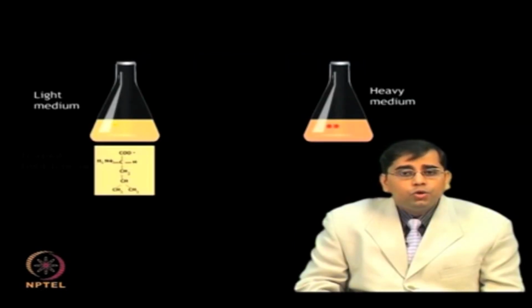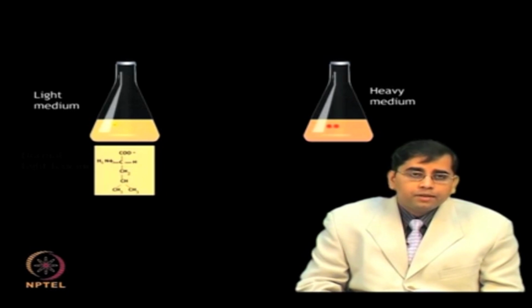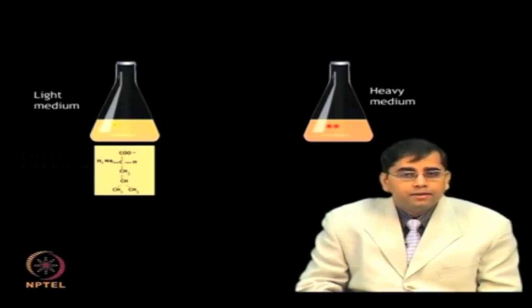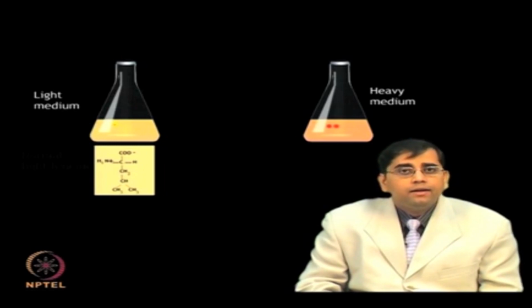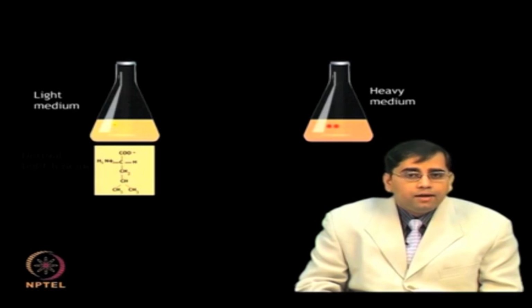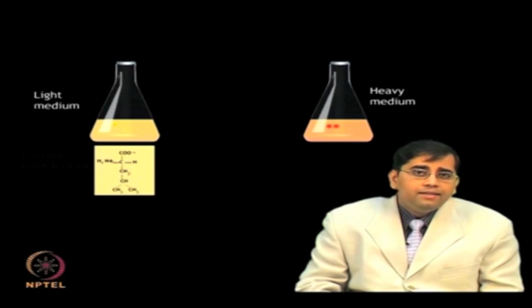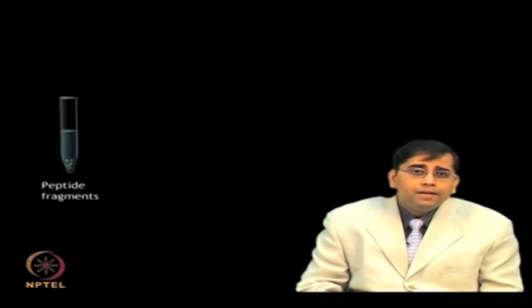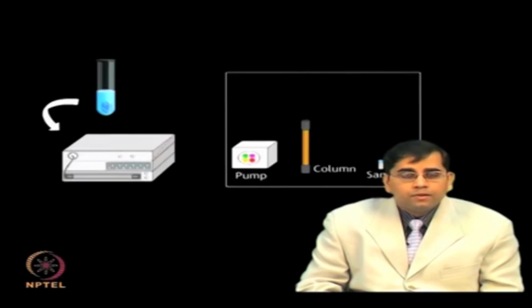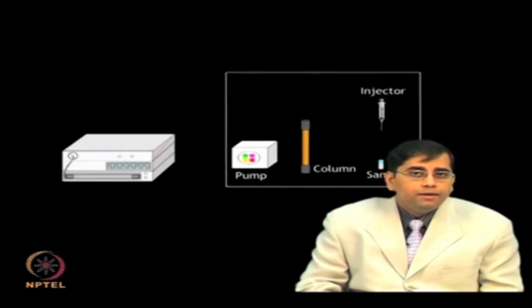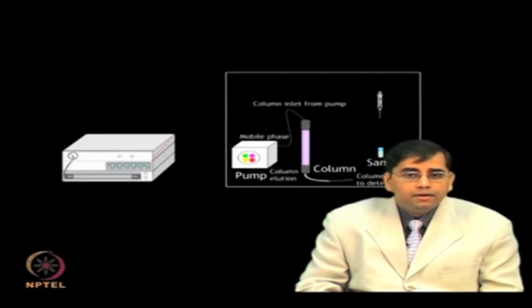In SILAC, two groups of cells are cultured in media that are identical in all respects, except that one contains a heavy isotopic analog of an essential amino acid, while the other contains the normal light amino acid. After a number of cell divisions, the grown cells are combined and digested using trypsin. The complex protein mixture is further separated by SDS-PAGE to simplify the analysis. Further separation is carried out by liquid chromatography, and purified peptide fragments are analyzed by MS/MS.